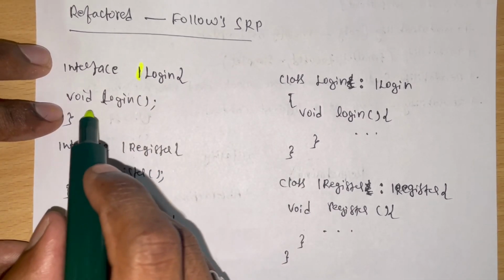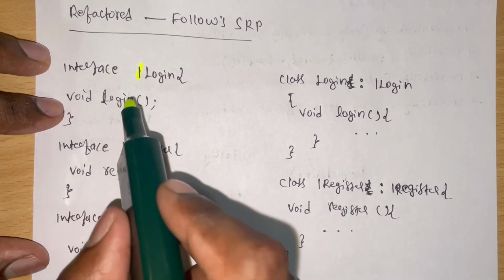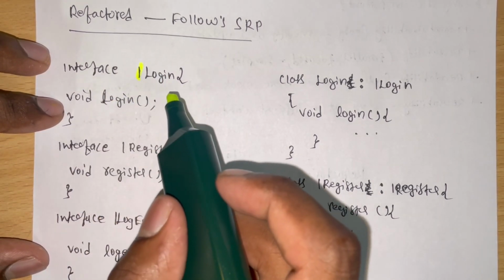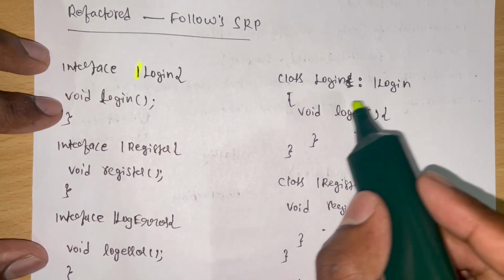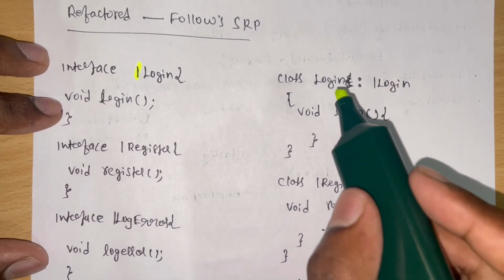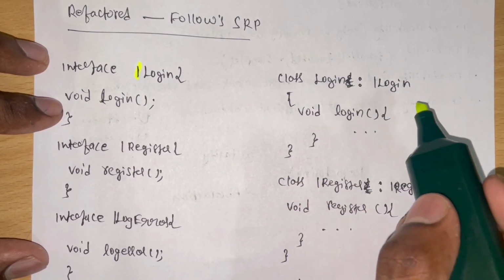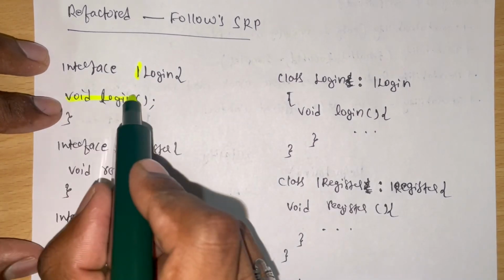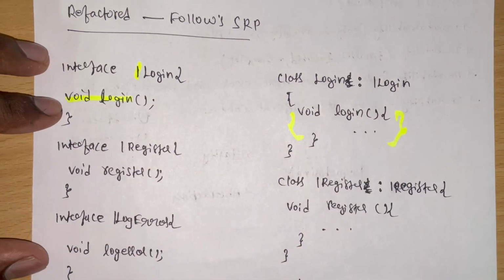In this, it has a method called login. Whenever a class inherits this interface, it must implement the method inside it. Here we have ILogin, and the class Login, which is implementing ILogin. That means it must implement this method inside it, which is happening here.